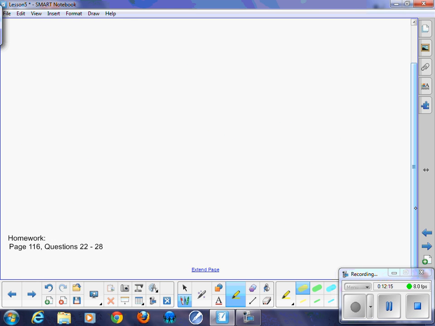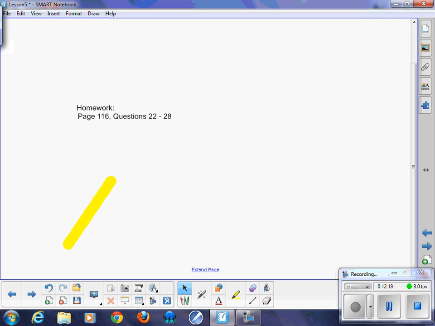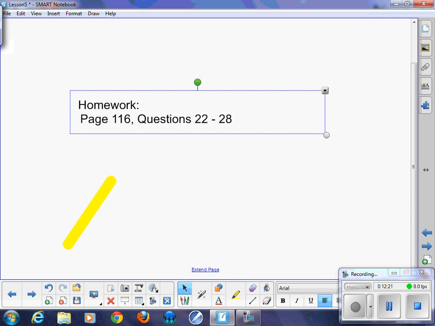Here's the assigned homework. Give it a try in class. If you're comfortable with the vectors, it should go very well. If you have any questions, let me know and we'll get them all cleared up. Good luck.